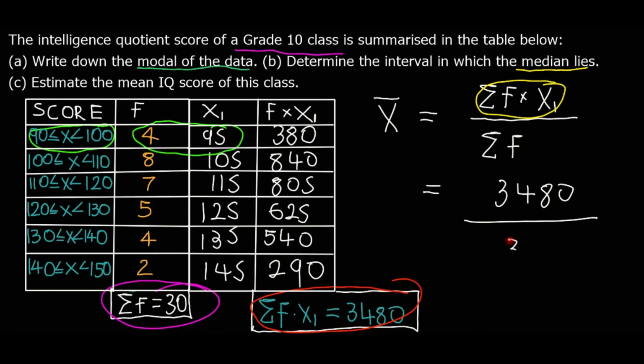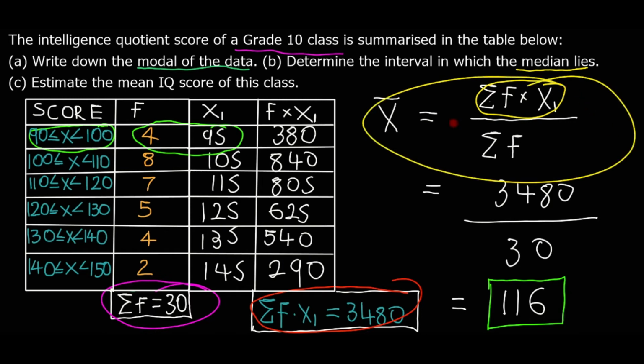So we have 3,480 divided by 30, and then the answer is 116. So this is our mean. So always when you want to find the mean, you must extend your table, have the midpoint, and then the frequency times the midpoint, and then use this formula to calculate the mean. So this is our answer, and then let's move to the next example.